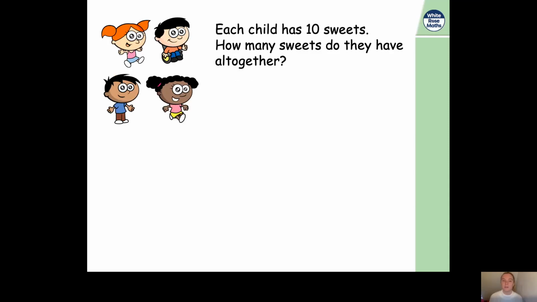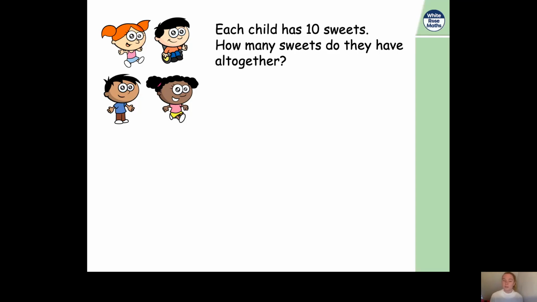Now here we have a written question. So there are some children here. Can you see all the children? And each child has 10 sweets. And we want to know how many sweets they have all together. So can you think of a multiplication number sentence that we could write for this? How many children are there and how many sweets do they have each? Pause the video now and have a think.